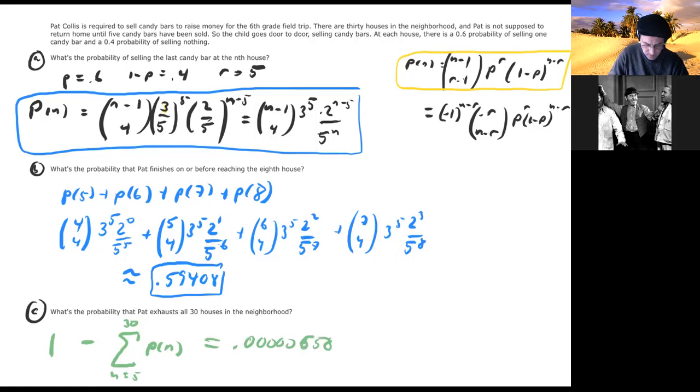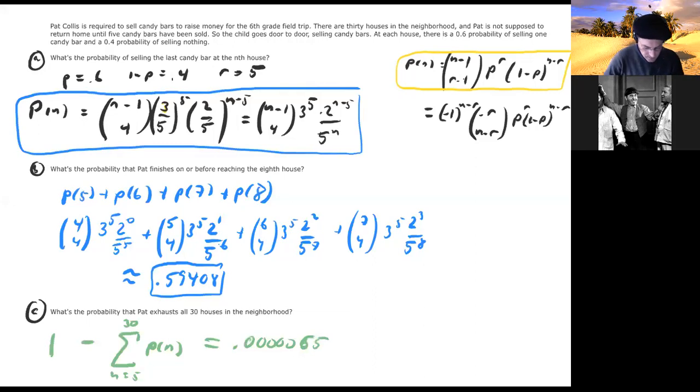0.00005658. So it's extremely likely that Pat will exhaust all 30 houses in the neighborhood. Yeah, that is not what I meant to say. It's extremely unlikely that she's going to have to go to all the houses. So that's the answer to part C. Okay.